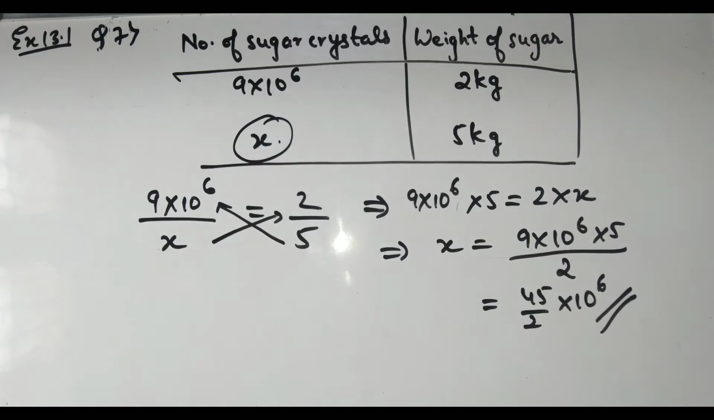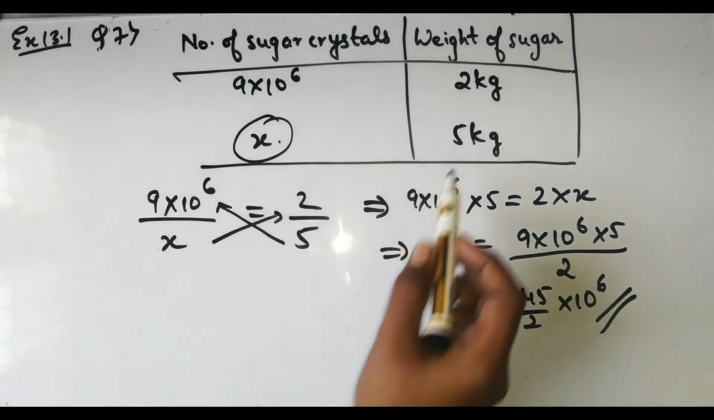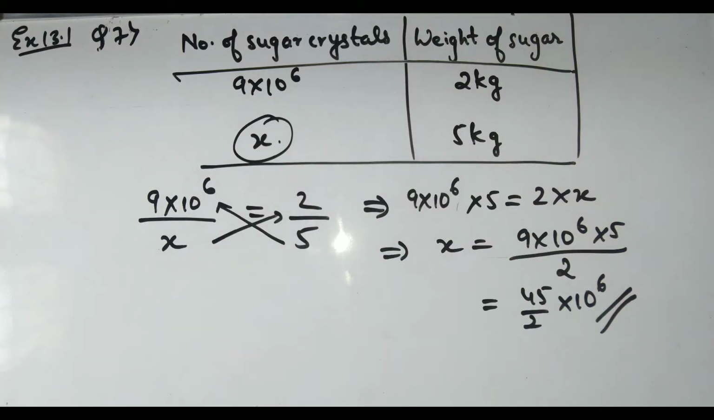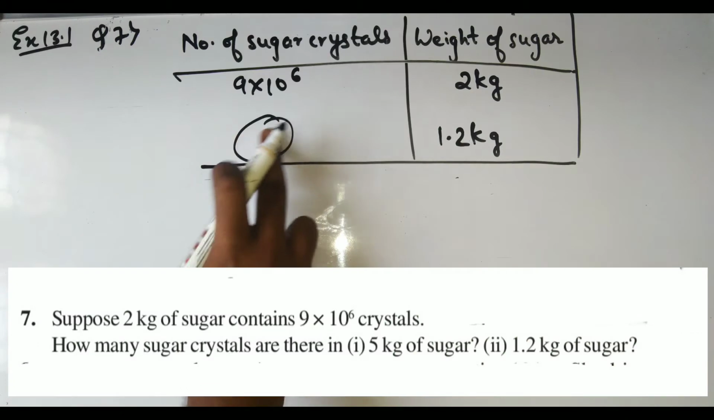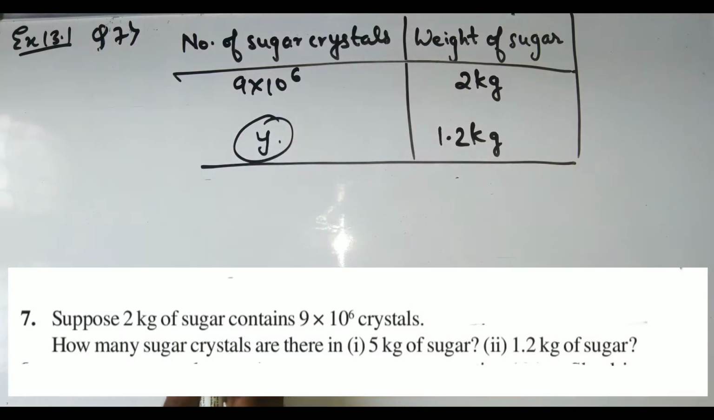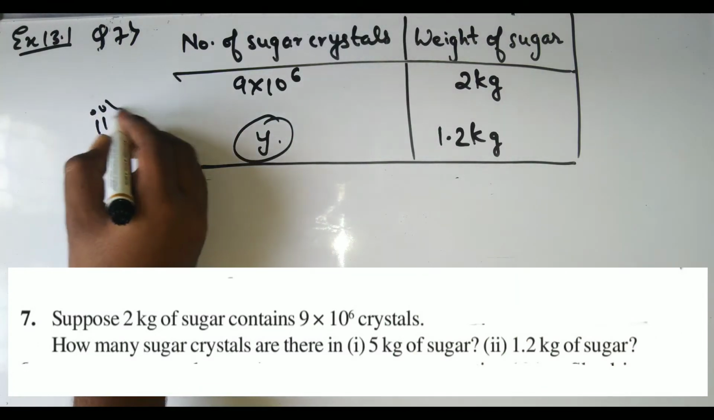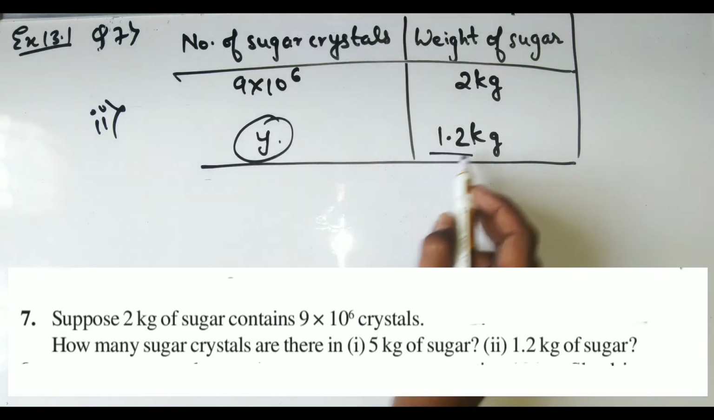Okay, so let us move further for the second part of the question. Now in second part of the question it is said that if there are 1.2 kg of sugar, here you have to change it into what? 1.2. So I have changed it to 1.2. That's only change happening here. So I'll take this as y, because x we have already calculated in the first part of the question. This is for the second part where it is asked for 1.2 kg.